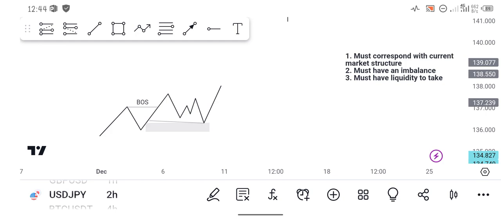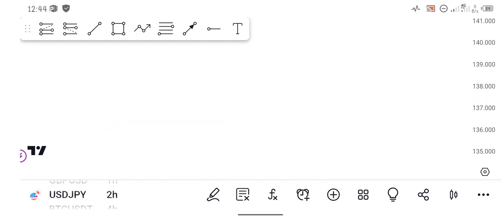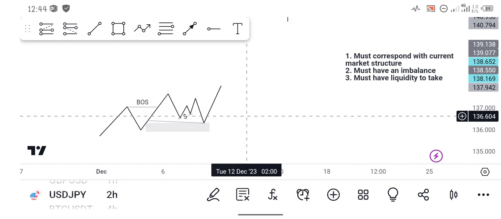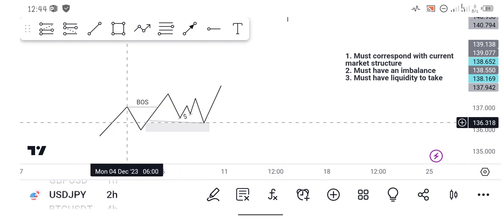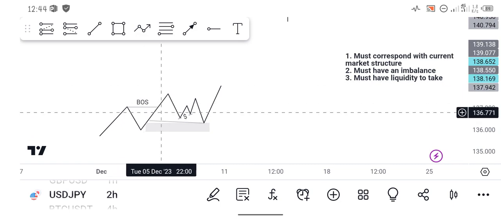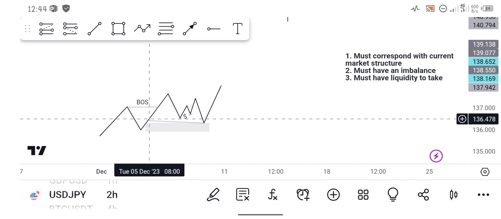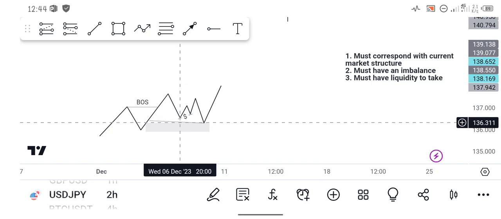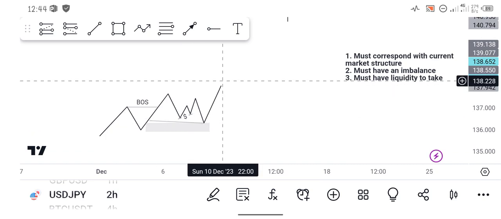So this is what a valid order block looks like. It possessed the three criteria. First, it corresponded with the current market structure, which was a break of structure to the upside. Second, it built a nice level of imbalance. Third, it had liquidity just before our point of interest. This is the kind of setup you should be looking for to take in 2024. This is what I call a setup.